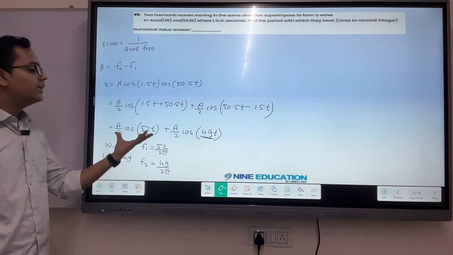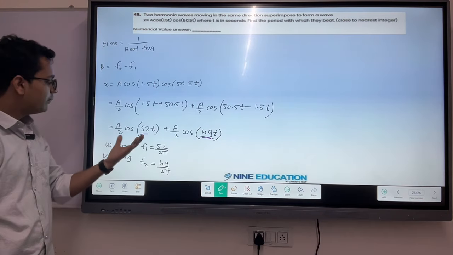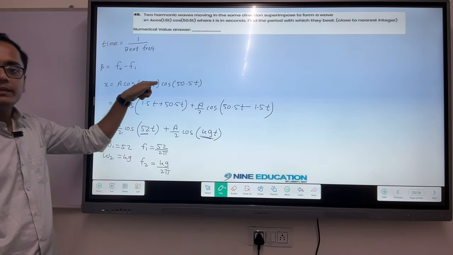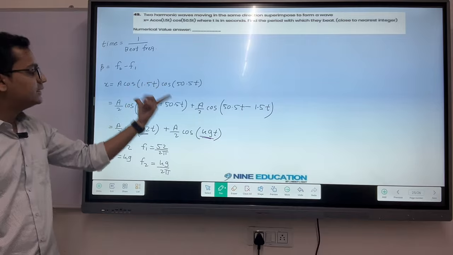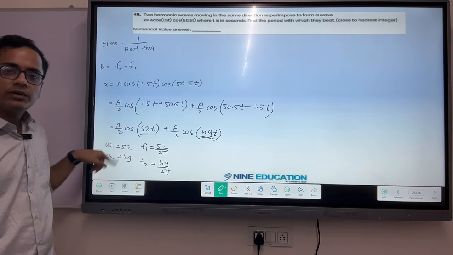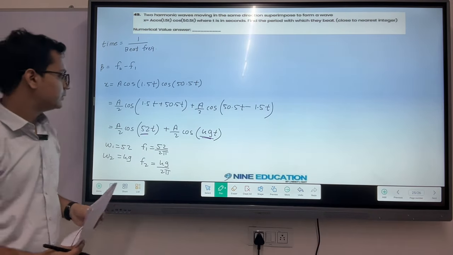So these are the two individual components. They are saying the two waves are superimposed. Which of the two waves are superimposed? This one wave and this second wave. They are superimposed to get this. Okay, I just split this into these two components. So these are the two angular frequencies I got. These are the two frequencies of these two individual waves.